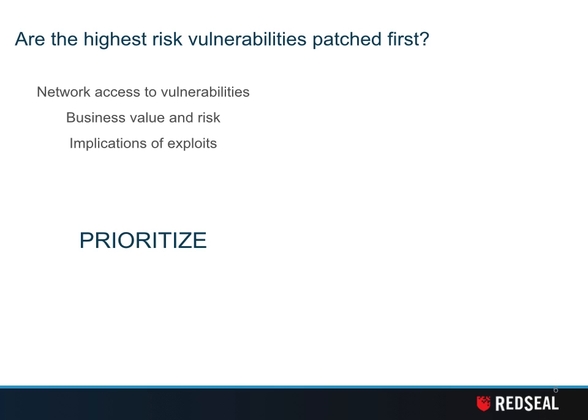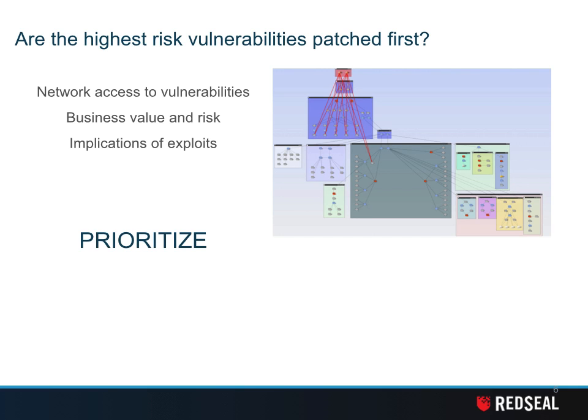Beyond just the network, let me ask you this. Do you patch your highest risk vulnerabilities first? Not just those with the highest scores, but those that actually represent the highest risk. For example, if you have hosts with vulnerabilities and those vulnerabilities are directly accessible from the internet, that is a higher risk than an internal vulnerability with a higher score that's unreachable. So being able to prioritize vulnerability patching based on the real risk of that vulnerability is a key part of hardening your network.